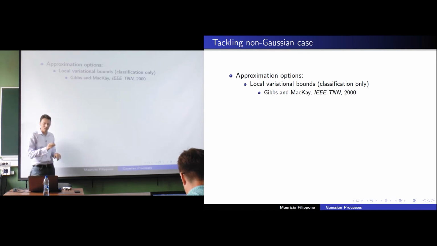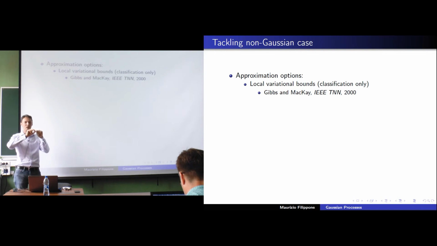If you think about binary classification, you take your latent functions and then you squash them using a sigmoid function, and then you use this as a probability of class labels. This is what people do also in generalized linear models. Now the sigmoid has this particular shape. It's the logistic function.